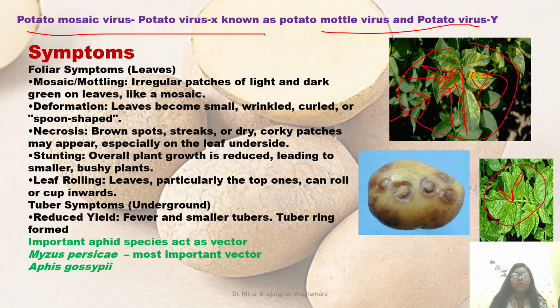And with that, potato also shows a ring-like structure, tuber ring. We can see ring-like structures present on the potato, which reduce the size of the potato and make it unpreferable for the market. This disease is transferred by the vector, that is aphid Myzus persicae, which is most important, and another aphid species, that is Aphis gossypii.